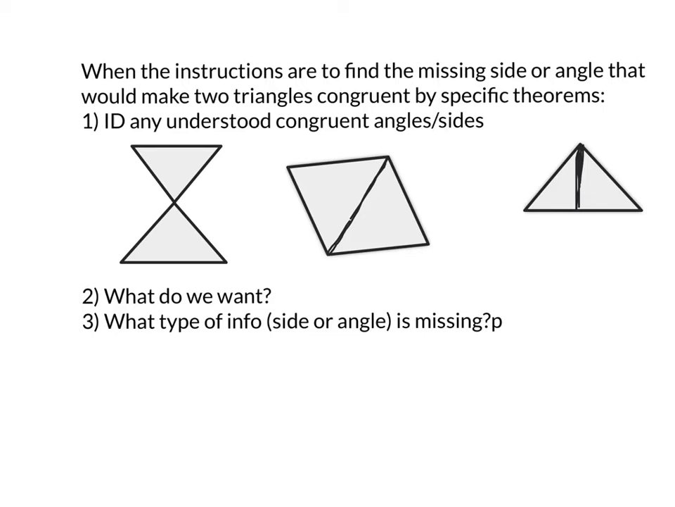So we have some normal diagrams we've been looking at. The first one, I have vertical angles. Second one, I have a shared side I could use reflexive property on. And last one is another shared side I could use reflexive property for. So we want to identify those first. We don't need to state those as the needed information because we already have it. Then we ask, what do we want? And then what type of info, side or angle, is missing?